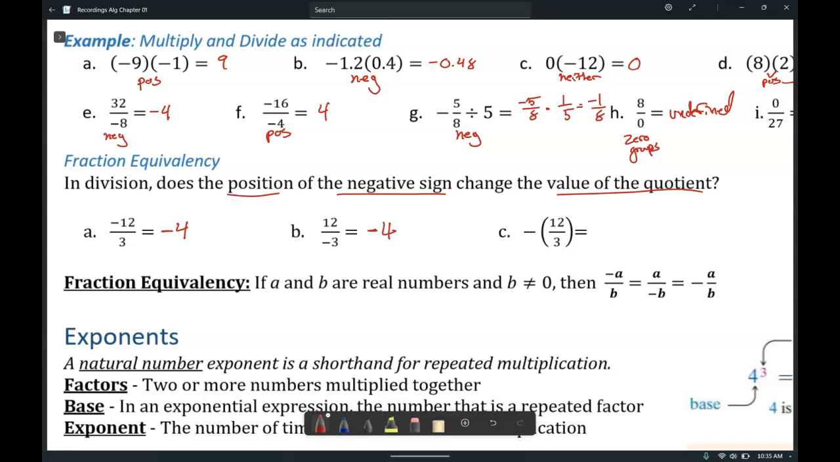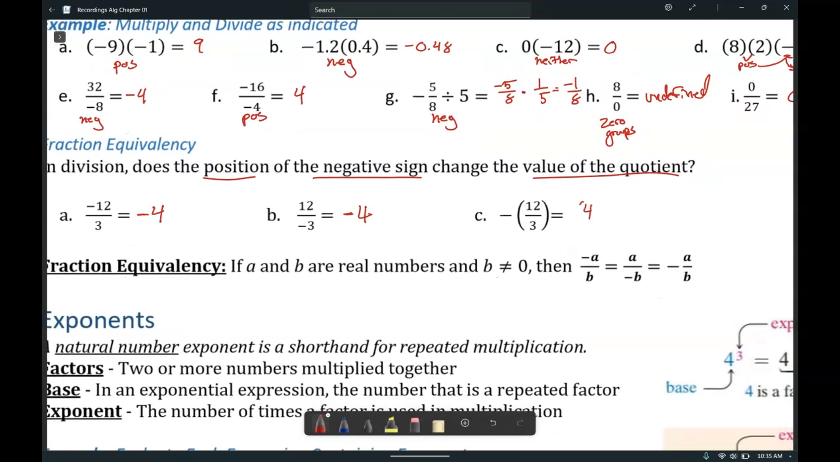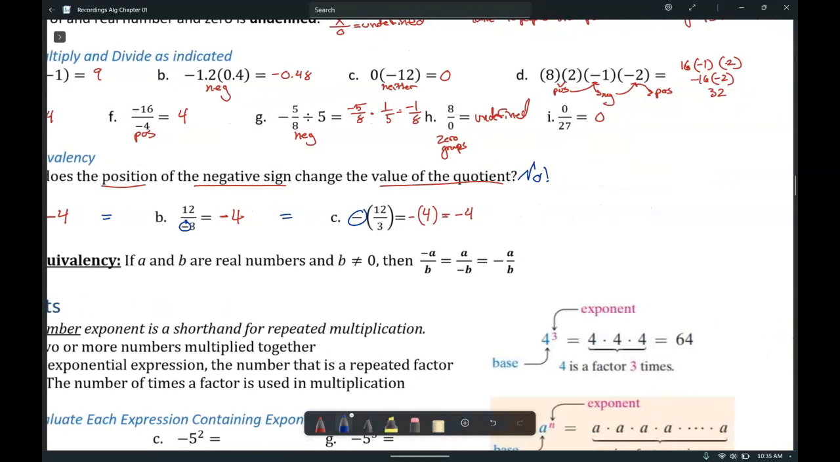And then we can look at the last one, example C. Let's take the quotient of 12 and 3, and then once we get it, we make it negative. So we have 4. We make that answer negative, so we get negative 4. And so we can see we have a negative sign in 3 different locations, but they all equal each other. So no, the position of the negative sign does not change the value.